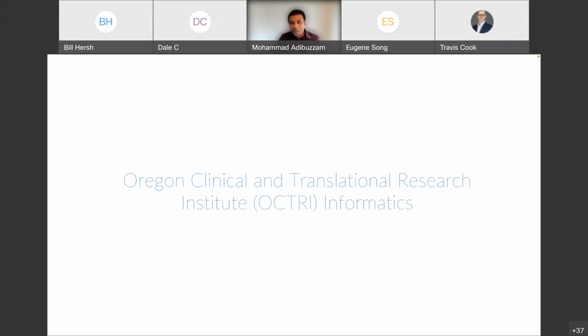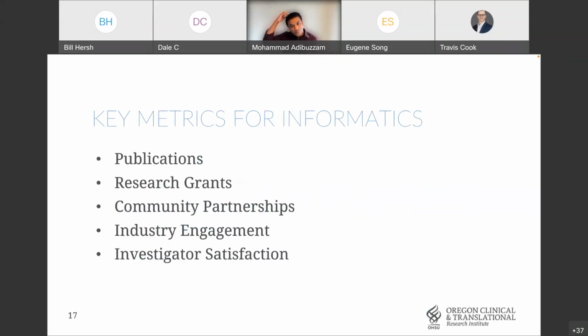So that part was pretty much about my research activities. And on the other hat that I wear as the co-director of informatics at OCTRI, I'll talk a little bit about that as well. At OCTRI informatics, you all know about this informatics program much more than I do, because I've been here only for a few months. But at OCTRI Informatics, we care about publications, research grants, community partnerships, industry engagement, and investigator satisfaction for all of our informatics-related work. So we want to support the community of faculty and students to have better metrics in terms of these variables.